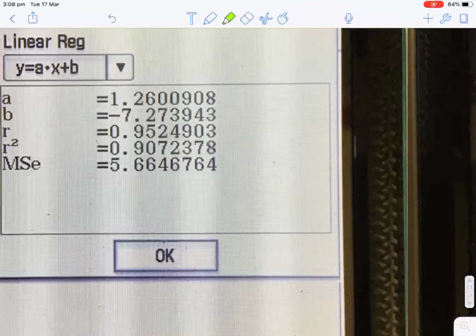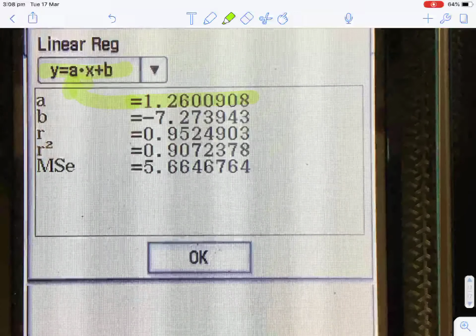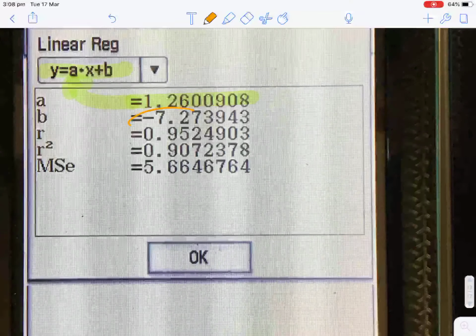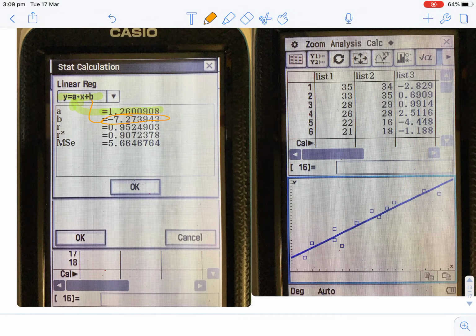That's going to bring you to a screen which is going to give you the equation. It doesn't write it in equation form, but it reminds you up here that you've got the equation, and it gives you the values. So you can see here my a is 1.26, that's going to go into there, and my b is negative 7.27, and that's going to be translated into there. You should also record at this point your r value, you're almost definitely going to need that, and your r squared value, you'll almost always need that as well. So we'll put all those things in.